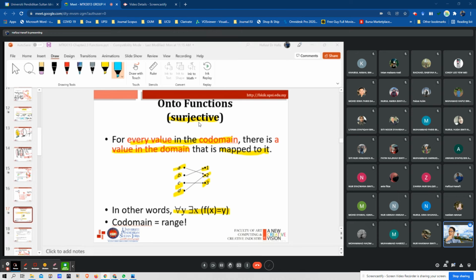Okay, look at the difference between injective functions and this surjective function. Okay, we have another example here. Let's say you have two sets here. You have A and B, and we have A, B, C.